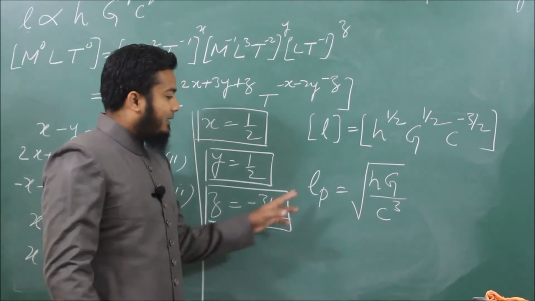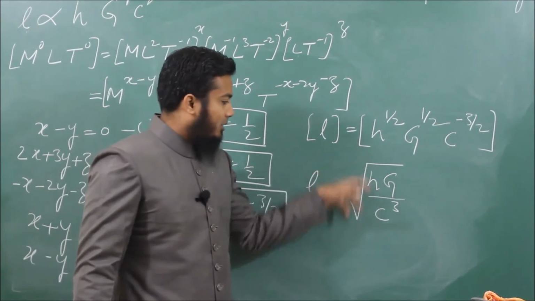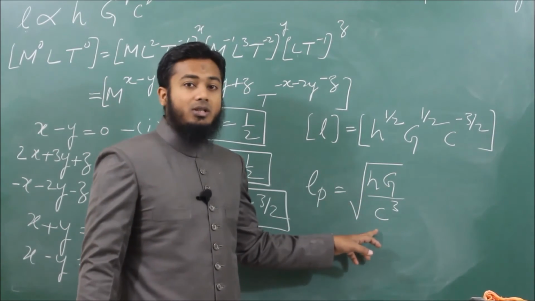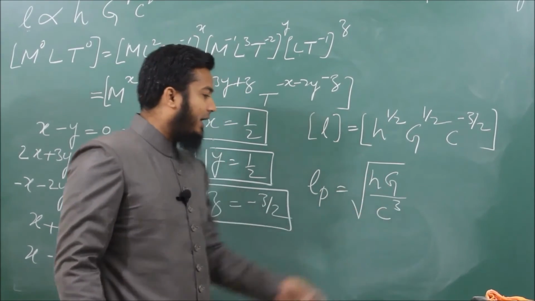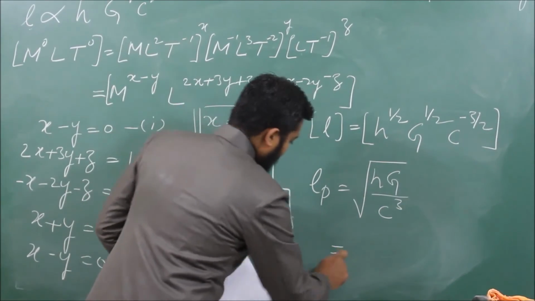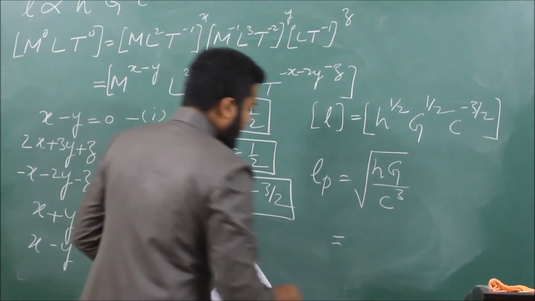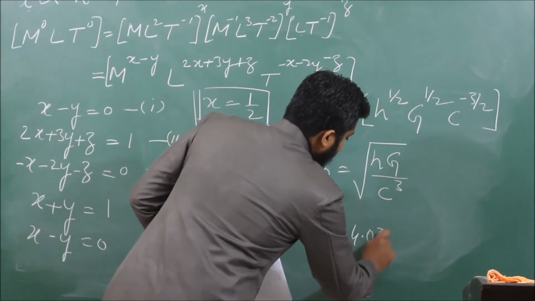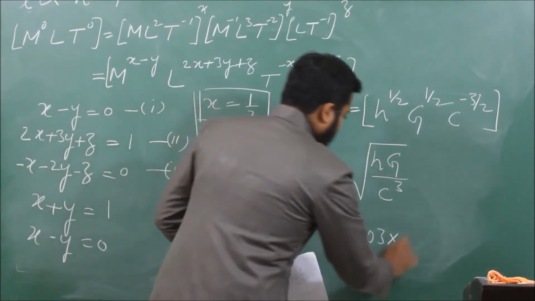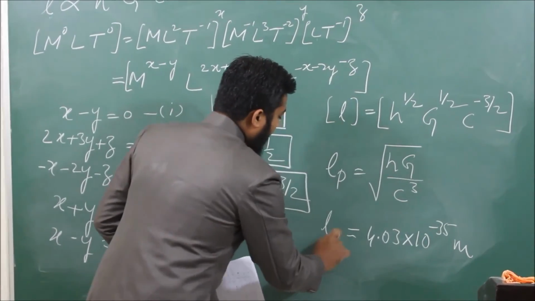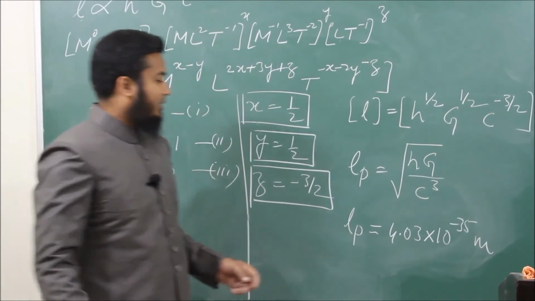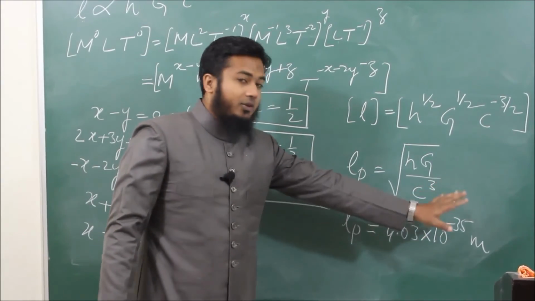So the Planck length is square root of Hg over C cube. Now if you put the values of H, G and C, the Planck length comes out to be 4.03 into 10 raised to the power minus 35, which is a very small length beyond any measurement. The Planck length is of order this.